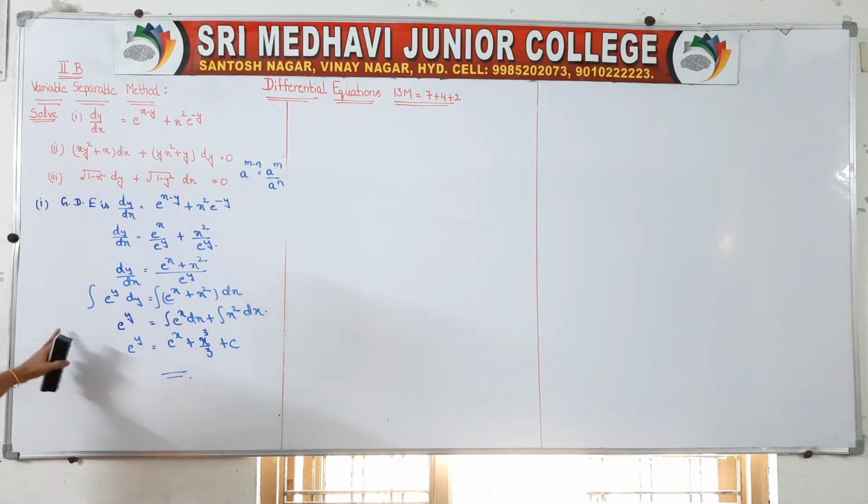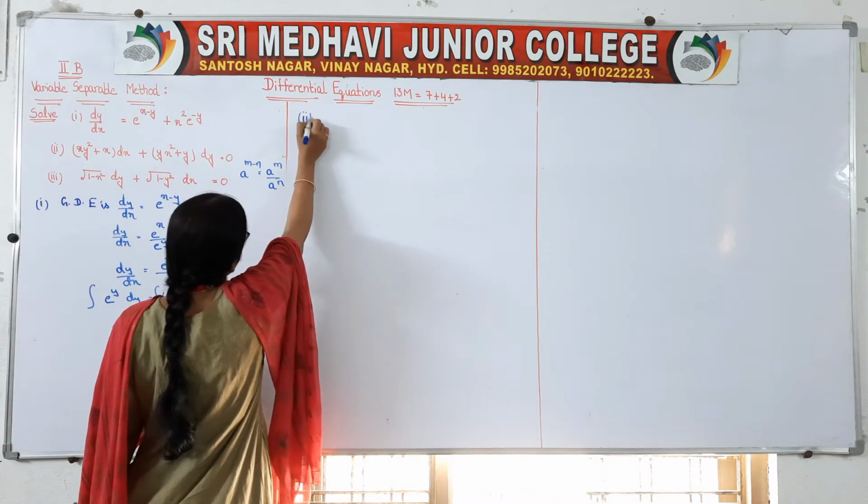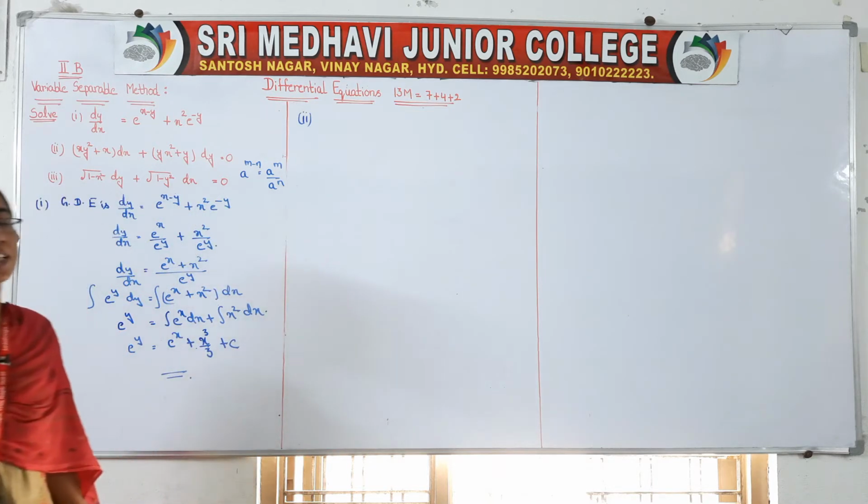Now come to the second question. So what is the procedure of variable separable? But they don't mention it in the final examination.